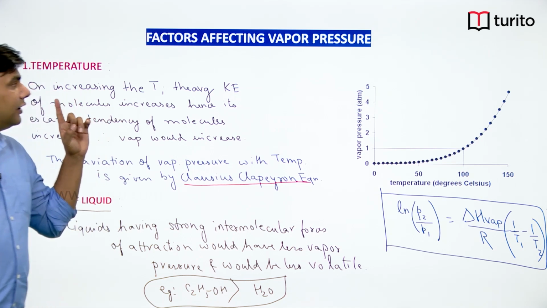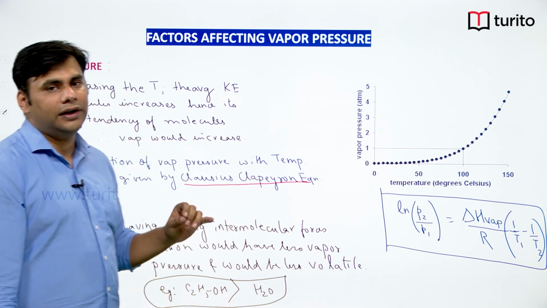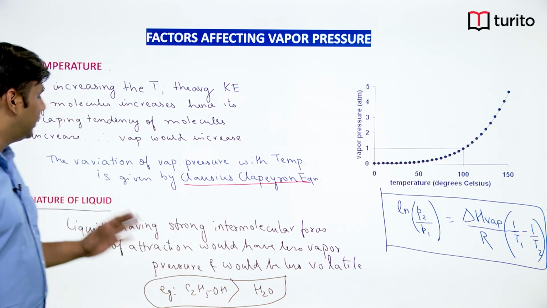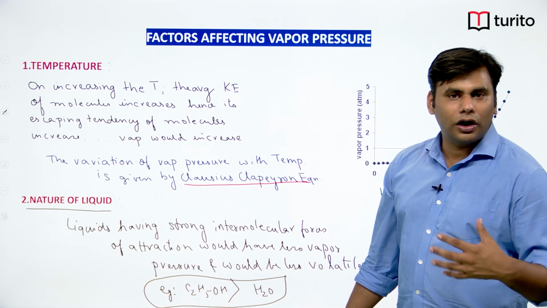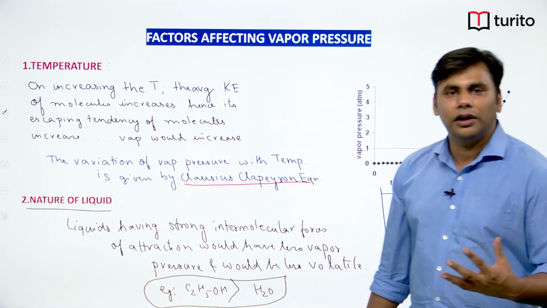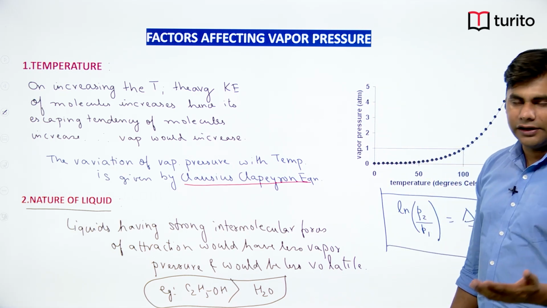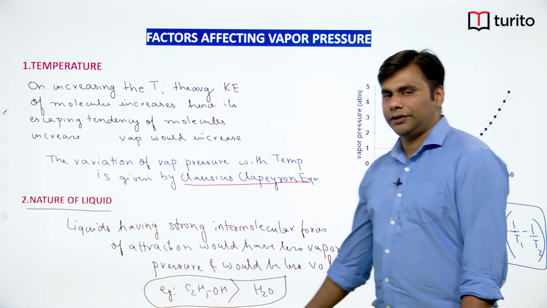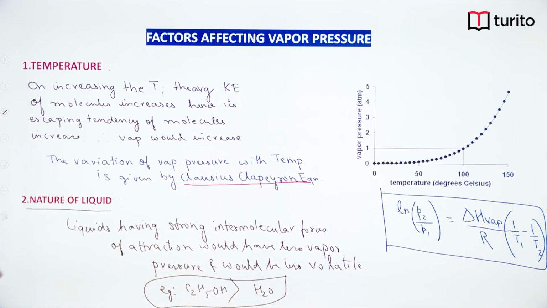So basically two very important factors on which vapor pressure depends are, first, temperature. On increasing the temperature, vapor pressure will always increase because the escaping tendency of the molecules increases due to the increase in their kinetic energy. Second very important point is the nature of the liquid. All the liquids which are able to form strong hydrogen bonds or strong intermolecular forces of attraction between them will always have less vapor pressure. A more volatile substance will always have more vapor pressure, and a less volatile substance will always have less vapor pressure. I hope you have noted it down. I hope this is clear to everyone.